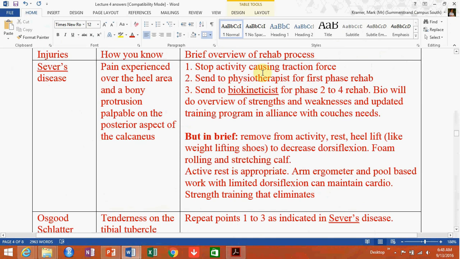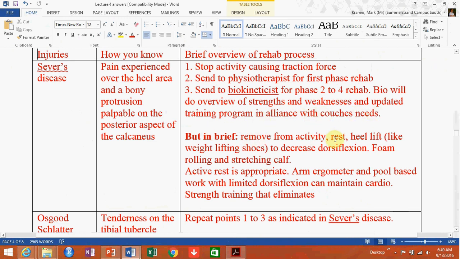Sever's disease, you would have the person coming to you. They would say they're experiencing pain on the posterior aspect of the heel. They must stop the activity that's causing traction force. Sent to physiotherapist for phase 1 rehab. Sent to biokineticist for phase 2 to 4 rehab. The bio will do an overview of strengths and weaknesses and update the training program in alliance with the coaches' needs.